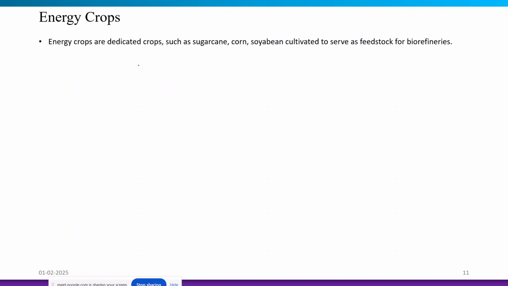So now we'll be discussing energy crops. Some energy crops are called dedicated crops, just like sugarcane, corn, soybean. Those are cultivated to serve as a feedstock for the biorefineries. Biofuel produced using these crops are termed first generation biofuels from these energy crops.